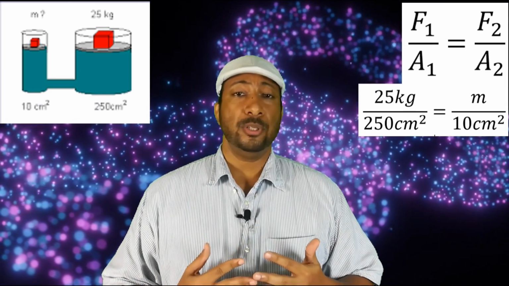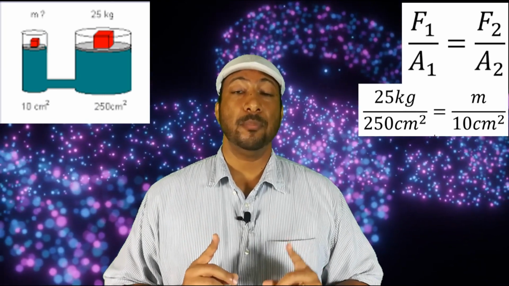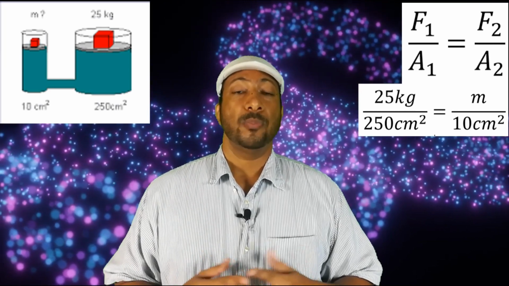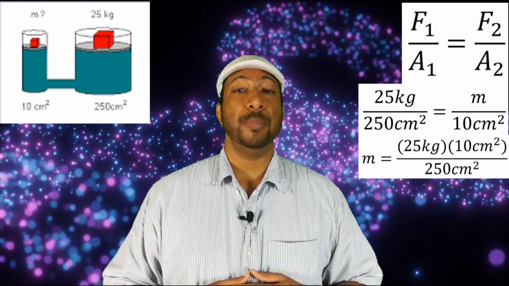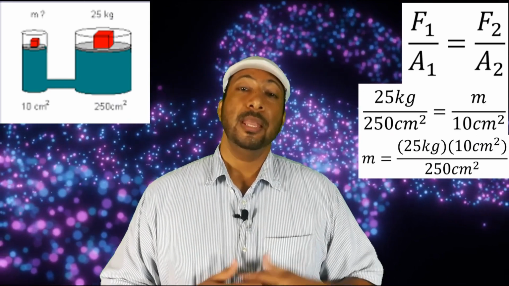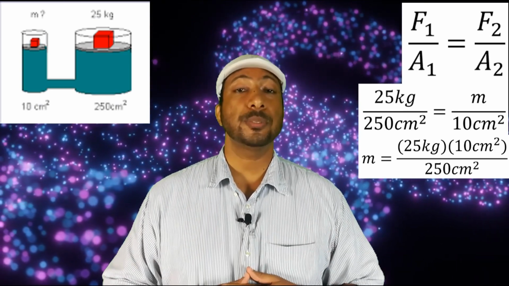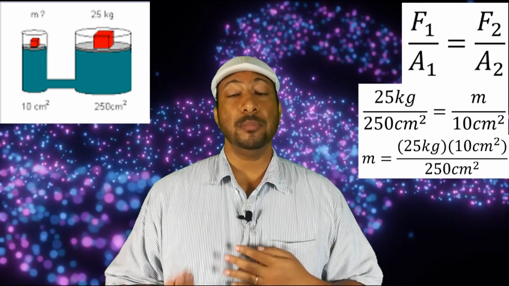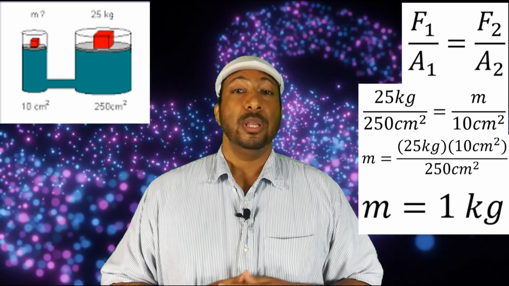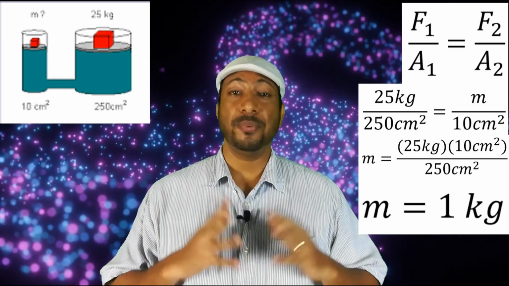Here, it is not necessary to convert those square centimeters to square meters. The reason is because in the very next step, they will cancel out. To find the unknown mass, we take the 25 kilograms multiplied by the 10 square centimeters and then divide it by 250 square centimeters. In that step, the square centimeters cancel out. That's why it's not necessary to convert them to square meters. And so we're left with 25 kilograms times 10 divided by 250, which gives us 1 kilogram. So it is only necessary to have 1 kilogram to balance that 25 kilograms.